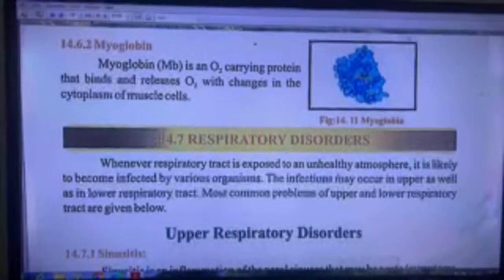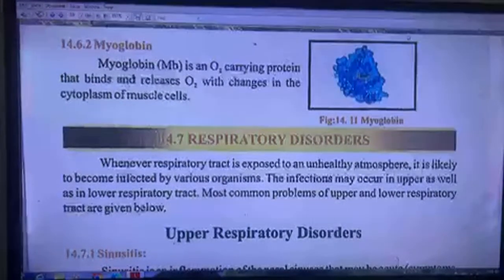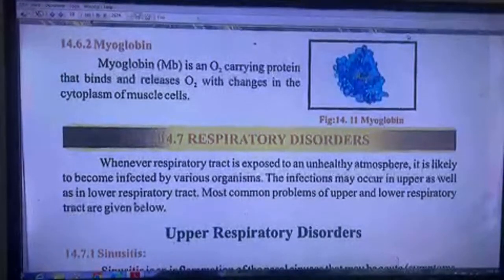When your respiratory tract is exposed to an unhealthy atmosphere, it is likely to become infected by various organisms. The infections may occur in the upper as well as in the lower respiratory tract. Most common problems of the upper and lower respiratory tract are given below.